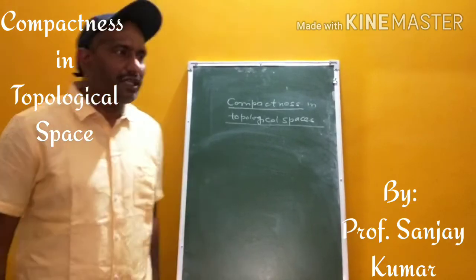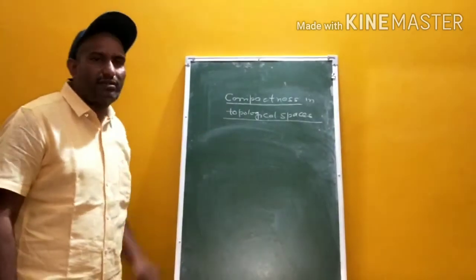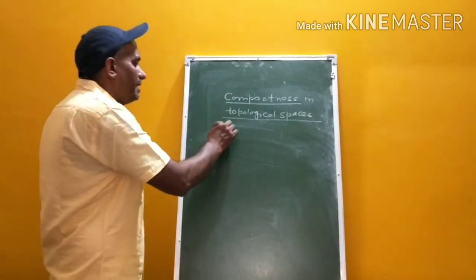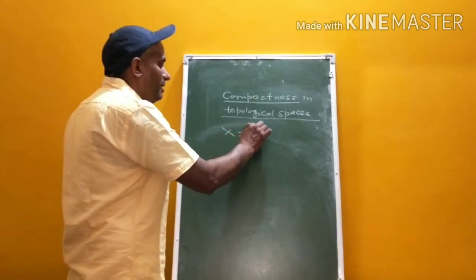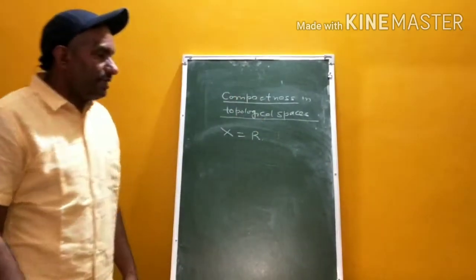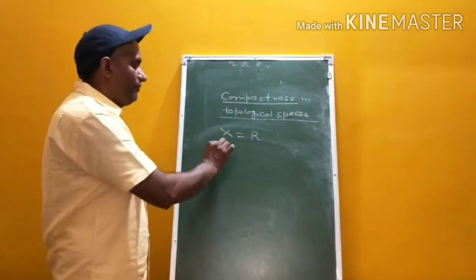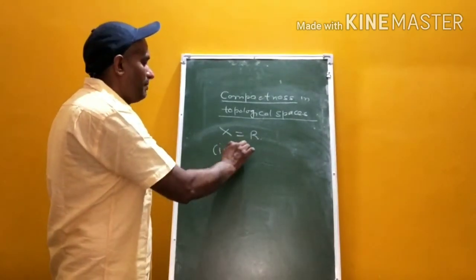Hello students, today we will discuss compactness in topological space. Before that we consider compactness in real line, when X is equal to R. In the real line, a set is said to be compact if it is closed and bounded.